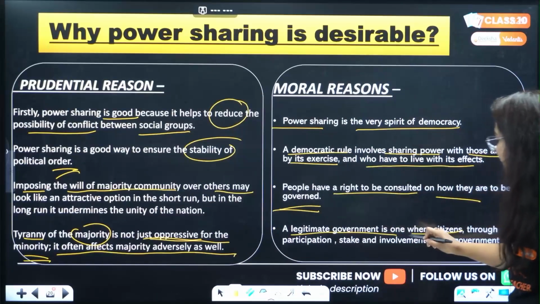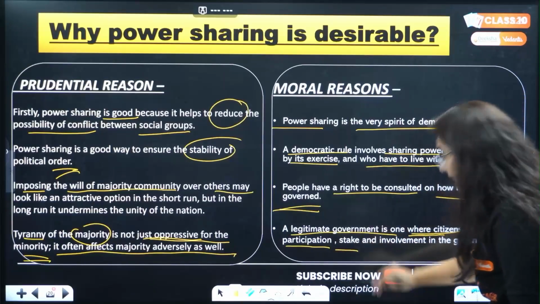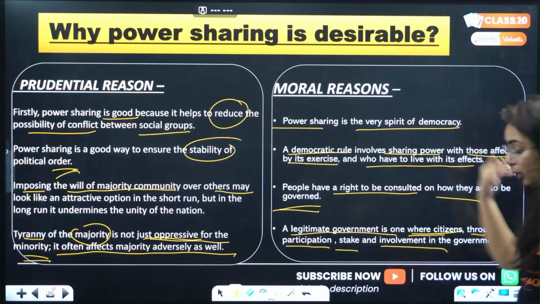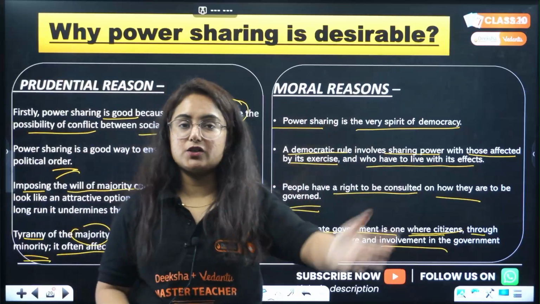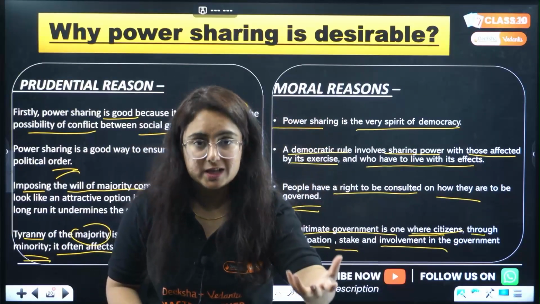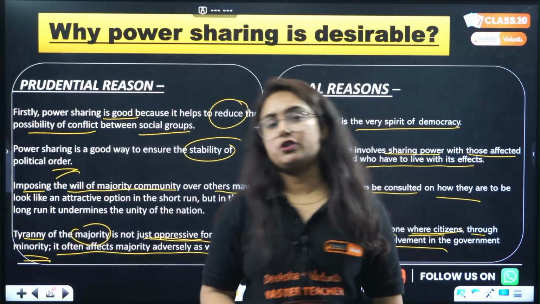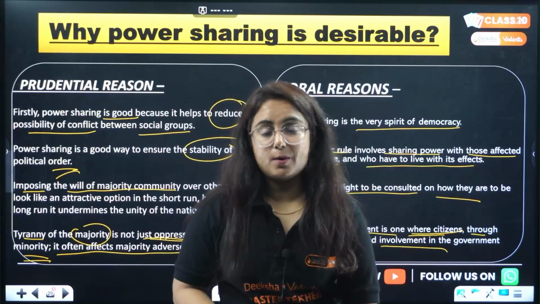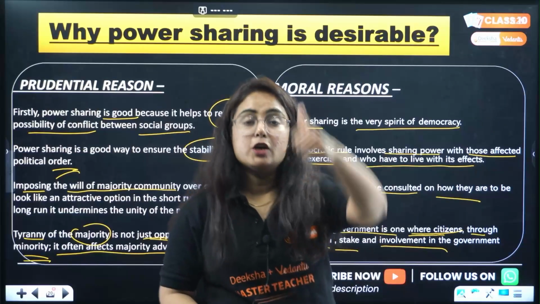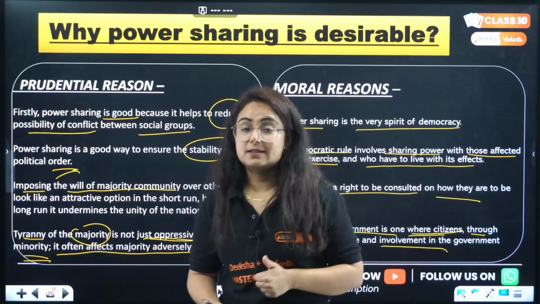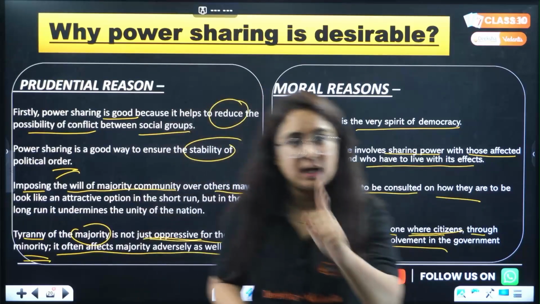However, the legitimate government is the one where citizens, through participation, choose them, have a stake, have a representative over there, and have involvement in the government, like we journalists basically do the press conferences. We ask questions. If we do not like the policies of the government, we do protest. So we have participation, stake and involvement, and this is what power sharing means and is desirable, because in a democratic setup, people should also have their voices and interest in the government. Okay, so how many reasons are there for power sharing being desirable? Two, prudential and moral. Do we need to mug them up? Yes, an important question comes from here.